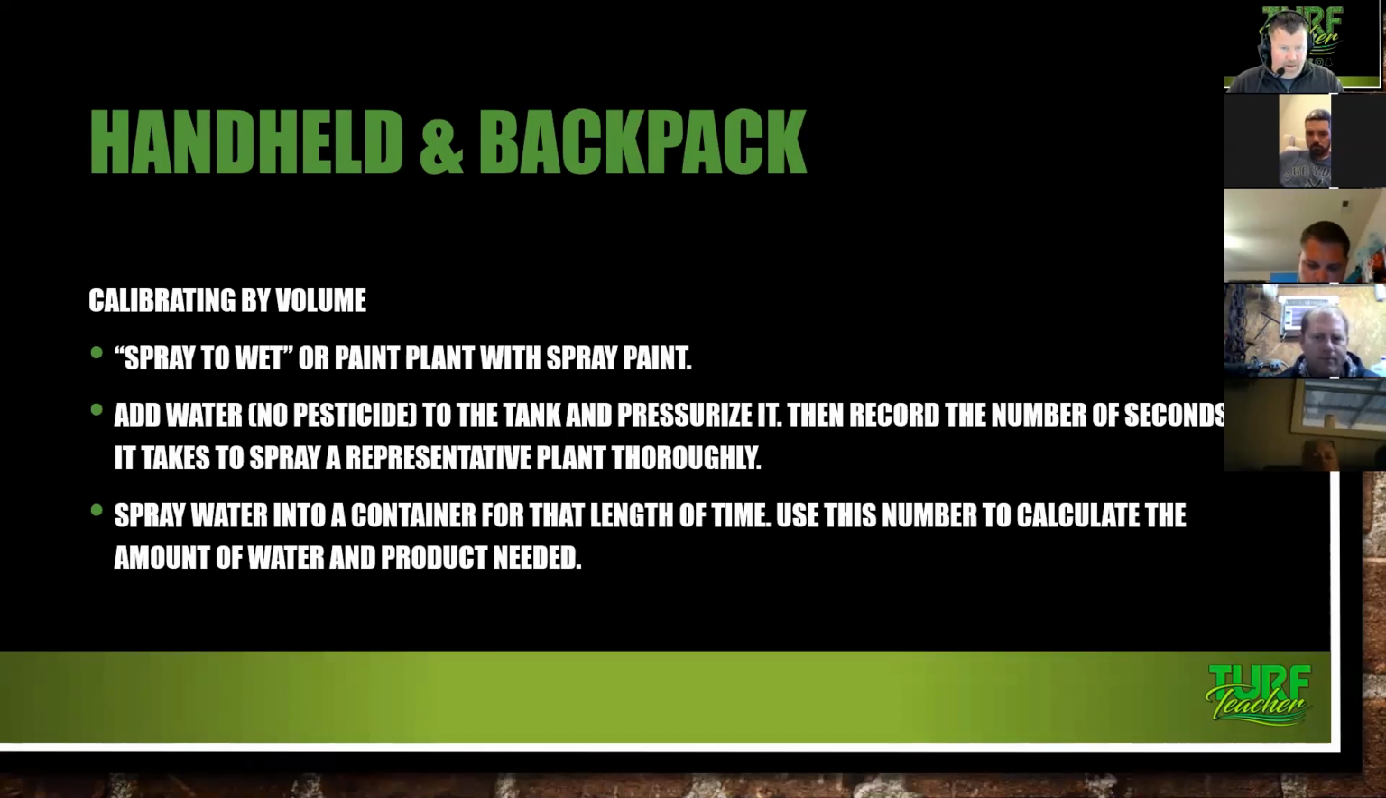So let's say we've got a bed of azaleas or whatever. We're going to find one that represents all the plants, and we're going to spray to wet it. We're going to time it. Then we're going to spray the water into a container for that length of time, and then we'll use this number to calculate the amount of water and product needed.